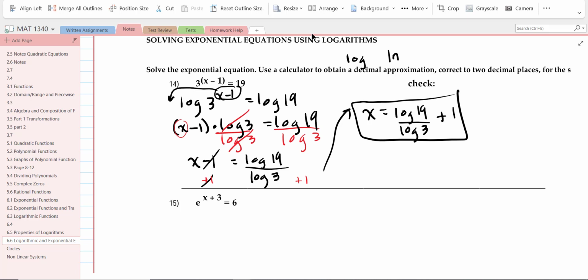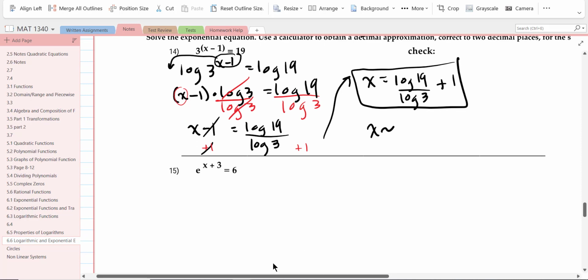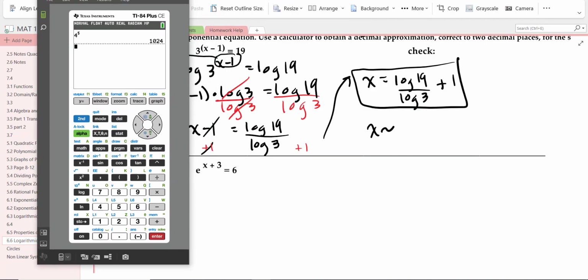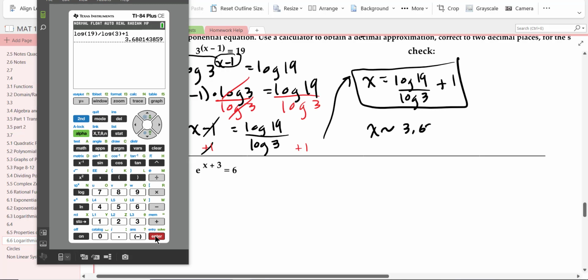We want to go ahead and use our calculator to get the approximate answer also. The problems we're going to be focusing on here for a little bit are going to be working with logarithms. So take your calculator, and you have to put this in carefully. Put in log base 10 of 19, and be sure you close your parentheses. Then divide by log 3, and then put plus 1. Then we're going to round this off to 2 decimals, so we end up getting about 3.68.